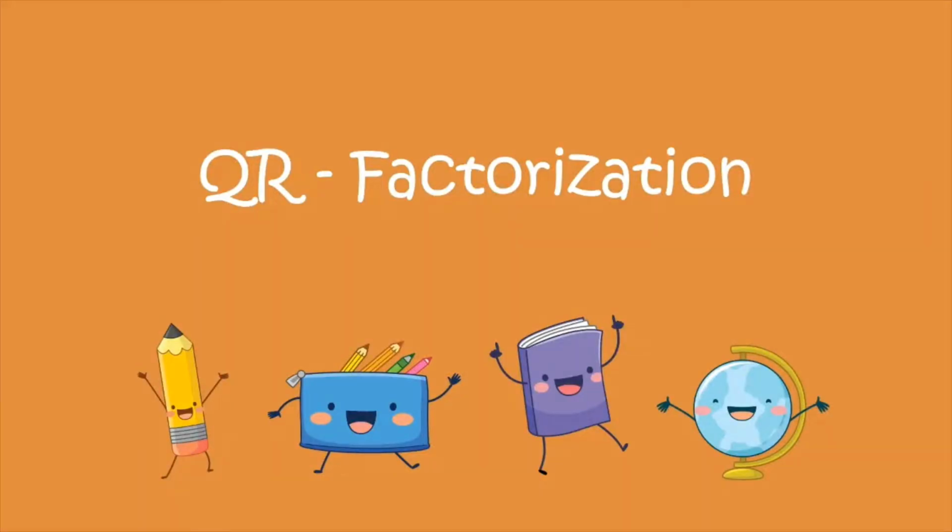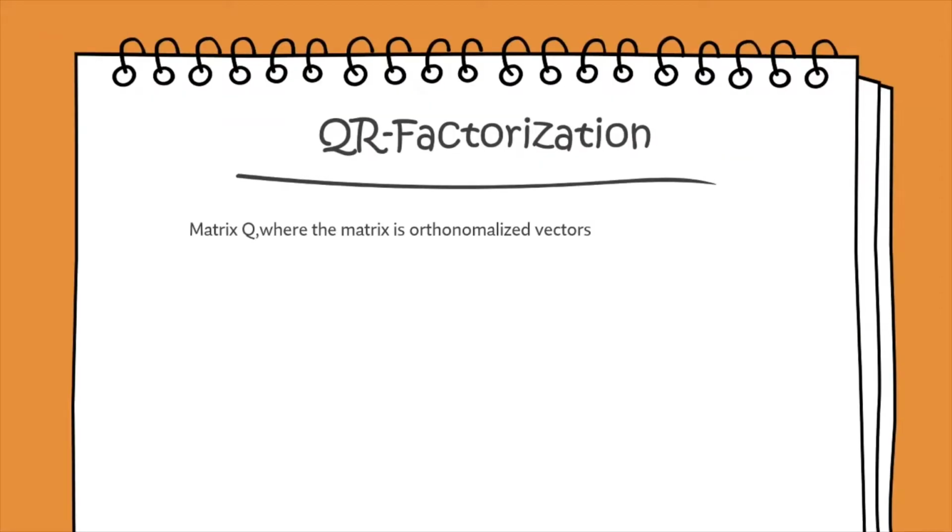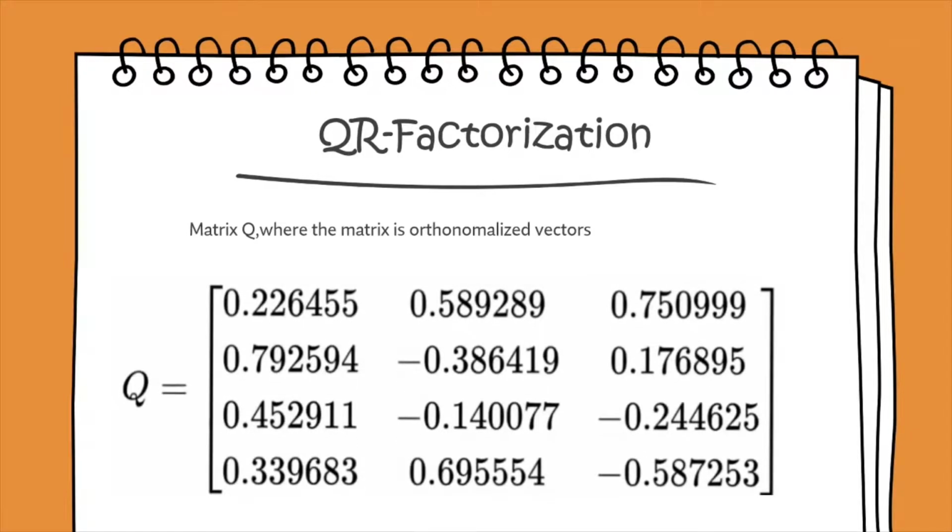Hi, Assalamualaikum, and now we can jump into the next question, which is we need to find our x by using QR factorization. So first thing first, we need to have our Q matrix. So where can we get our Q matrix? First thing we have to know is that the matrix is orthonormalized vectors, which we can get from the Gram-Schmidt result, and from the Gram-Schmidt result we can get our Q with this value.